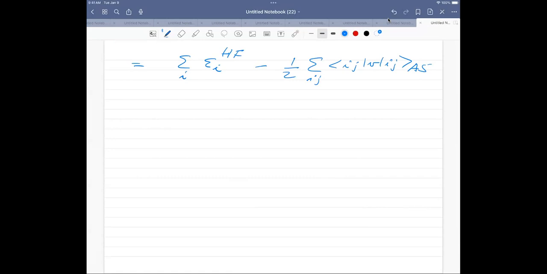So tomorrow, we're also going to look at something called Koopmans' theorem, where you can get an approximation to the ionization energies in atoms. Just to give you one possible example, but we will discuss that a little bit later tomorrow.